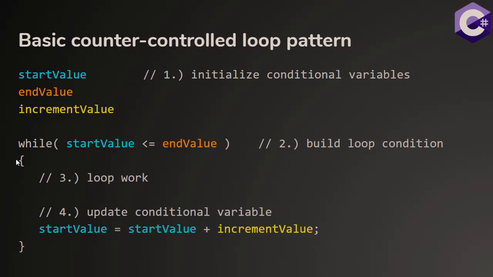So the pattern here is we're going to set up a loop that says, while that start value has not reached the end value, we're going to do our work, and then we're going to update our start value by the increment value. This is our clock, right, or our counter. So we're ticking up, we're ticking down here. And then we're going to say, have we reached the end yet? And if we haven't reached the end, we're going to do our work again, update our clock, or counter, and so on.